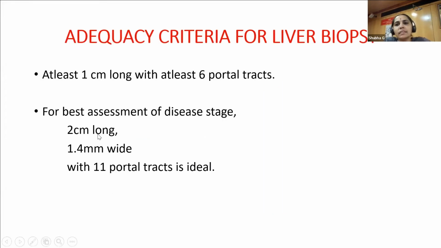The adequacy criteria for liver biopsy: we require a minimum of 1 centimeter long biopsy with at least 6 portal tracts. This is the minimum. But to give a good assessment of the disease, at least a 2 centimeter long biopsy, 1.4 mm wide, with 11 portal tracts would be considered ideal, so that we could stage the fibrosis and necroinflammatory activity in the liver.